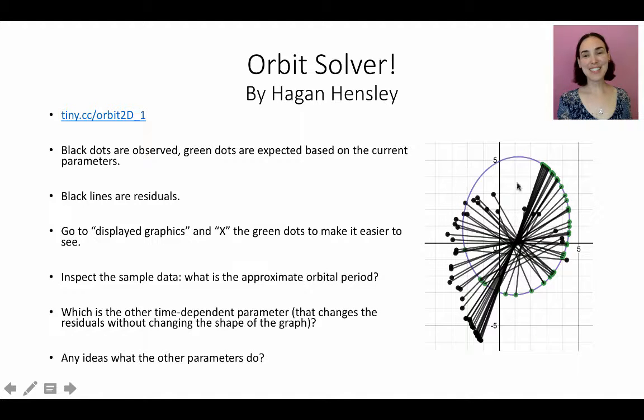Right now, you can see that this starts out very far off from the expected orbit, but we can adjust those parameters and minimize the residuals all visually. Some people find it easier to X out the green dots just to make it easier to see what's going on, and Desmos makes that really easy. You can just click the X next to the green dots and they're gone.